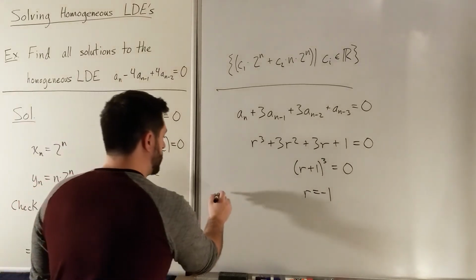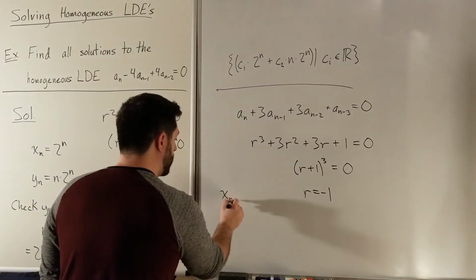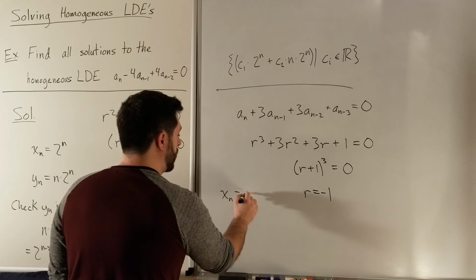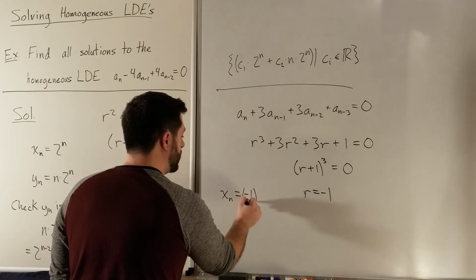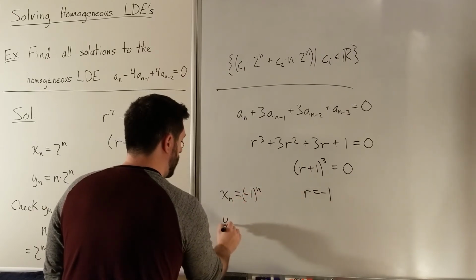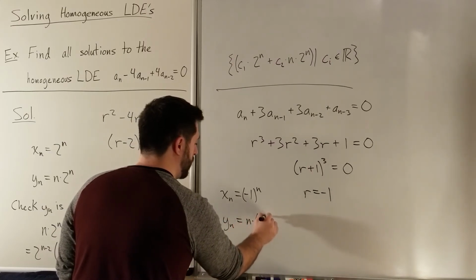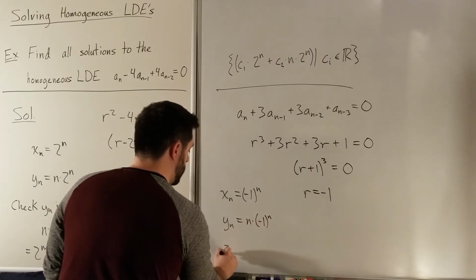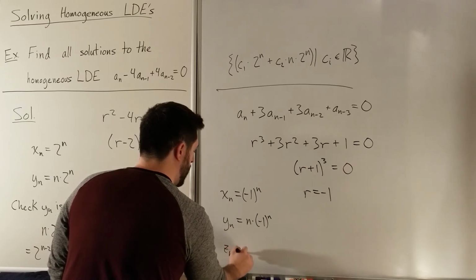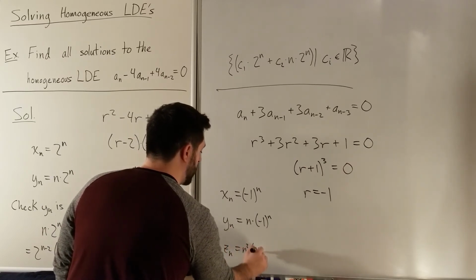Okay, and our 3 solutions that are linearly independent are going to look like this. We're going to have negative 1 to the n, n times negative 1 to the n, and n squared times negative 1 to the n.